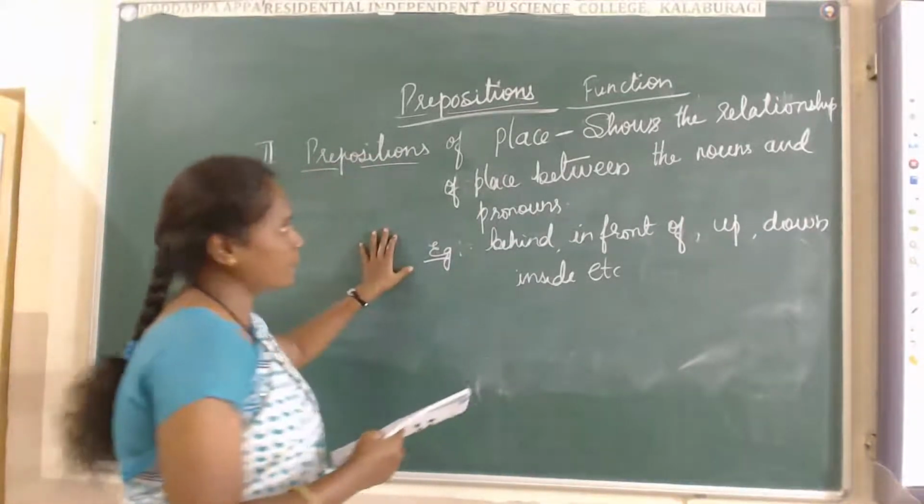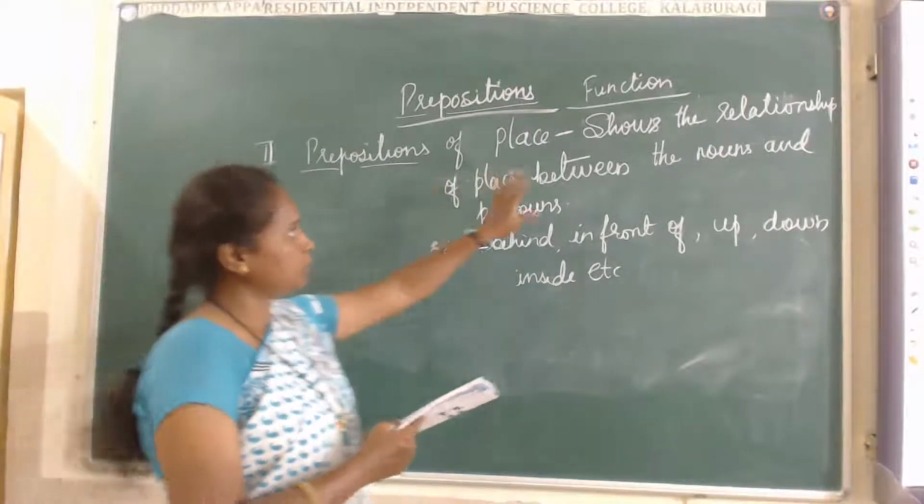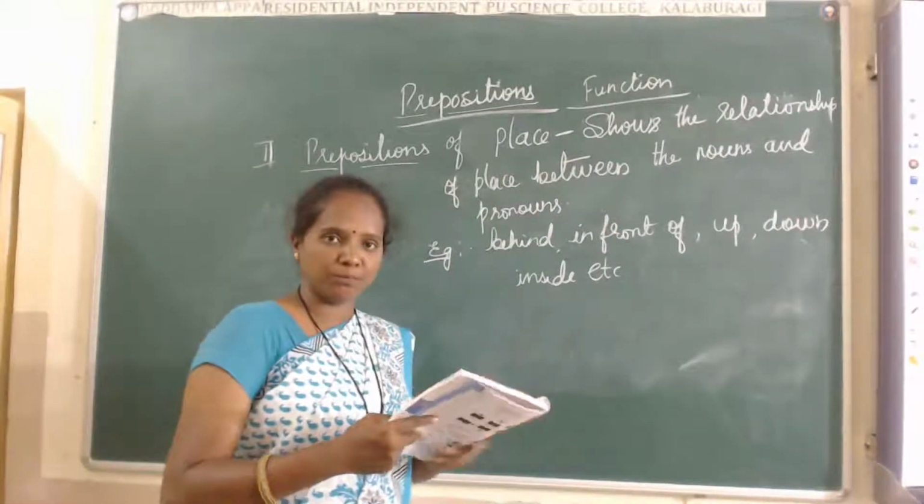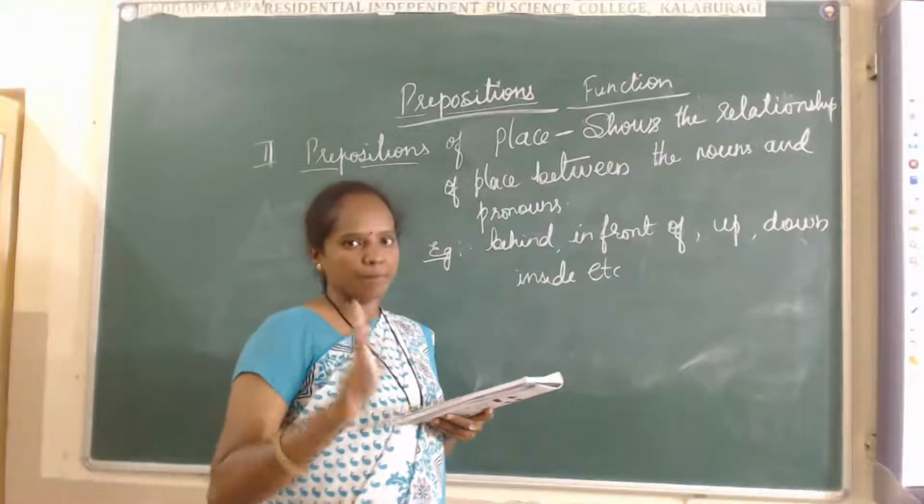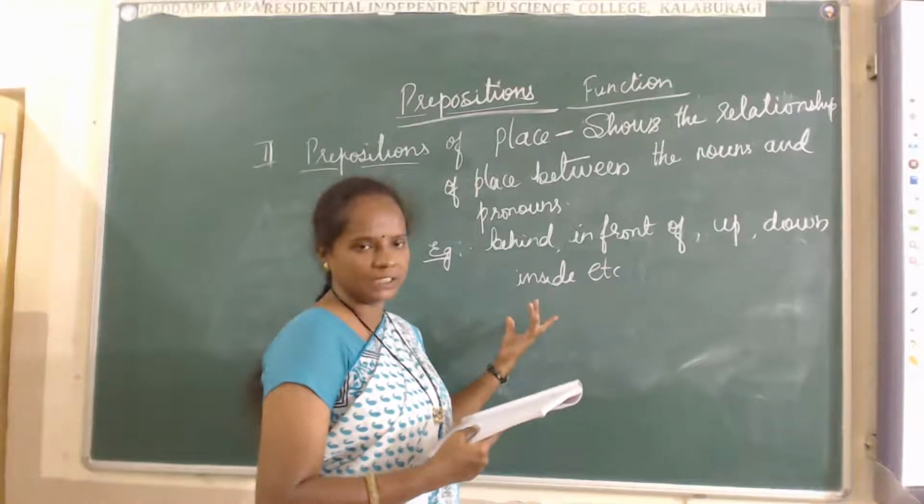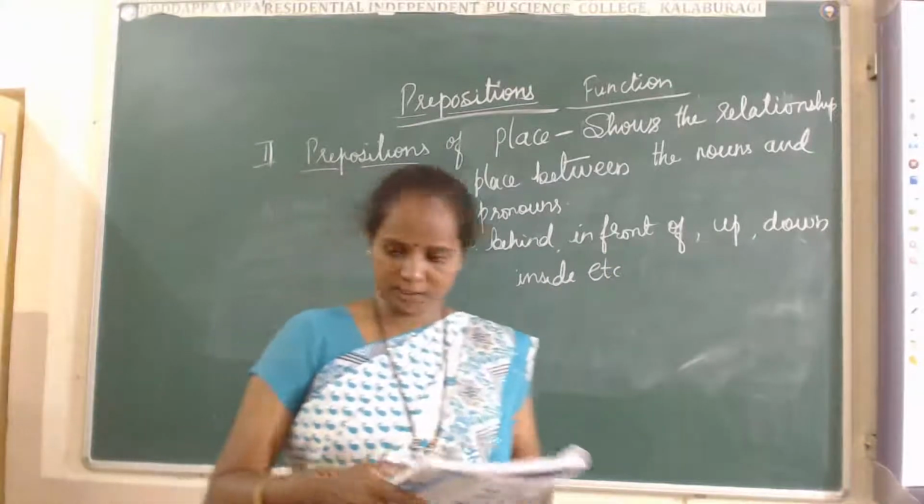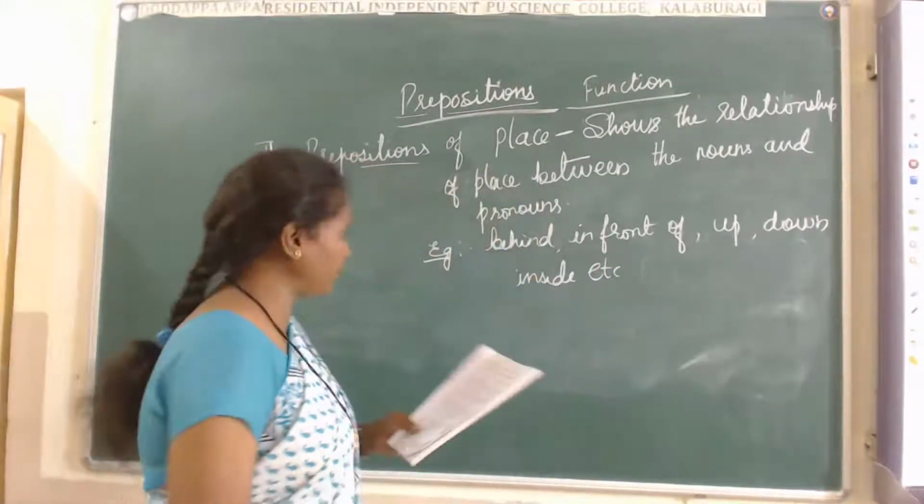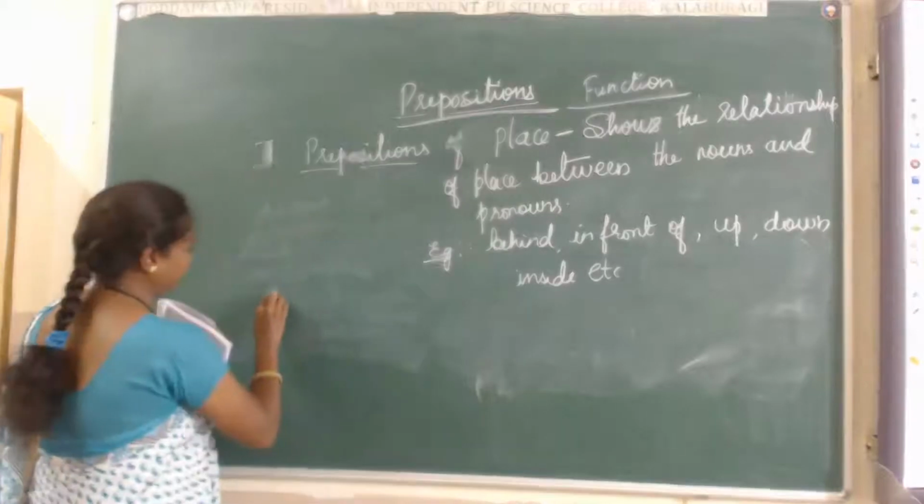These are the prepositions of place. They show the relationship between two nouns or pronouns, two objects. For example: behind, in front of, up, down, inside, out. Okay, next, preposition of movement.